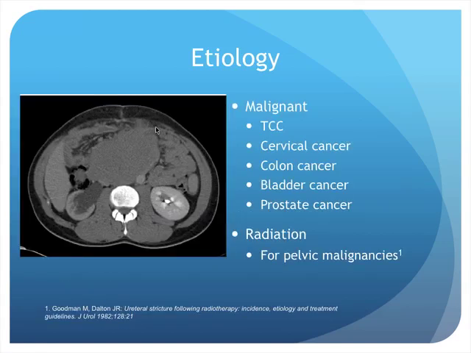Some malignant causes, and these can cause obstruction either by intrinsic compression, infiltration, or lymphadenopathy. Malignant causes include TCC, cervical cancer, colon cancer, etc. Also, radiation for pelvic malignancies has been shown to cause ureteric strictures as well.